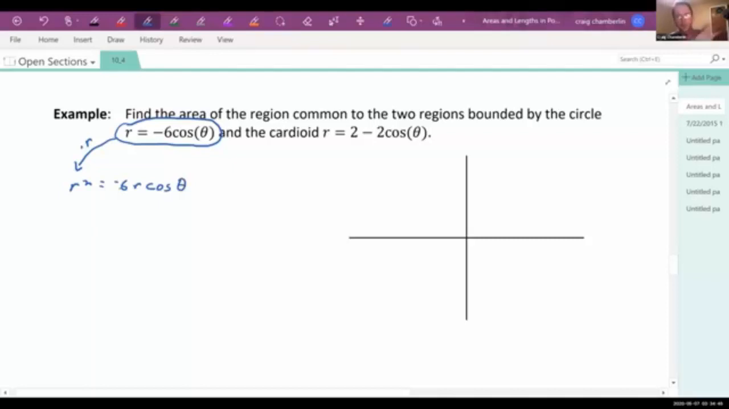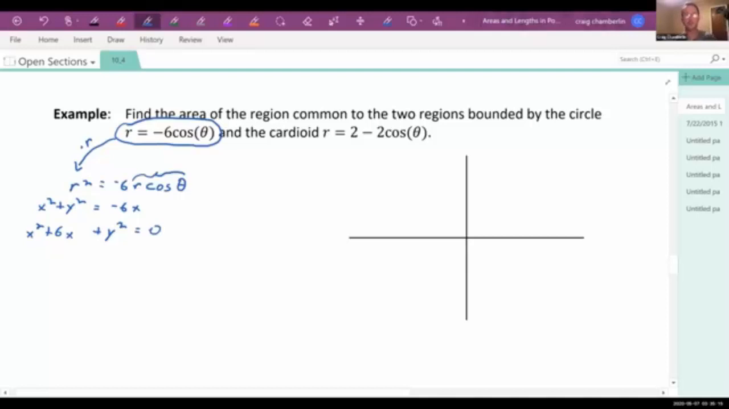And then you can directly replace r squared with x squared plus y squared. And you can directly replace r cosine theta with x. And then to see what kind of circle it is, go ahead and complete the square on the powers of x. So bring the 6x over, make it x squared plus 6x plus y squared, and then you'll have 0 left on the right side.